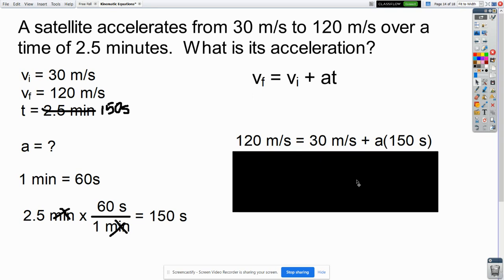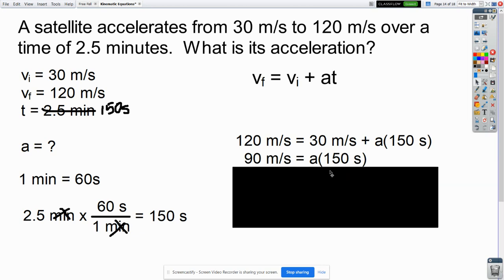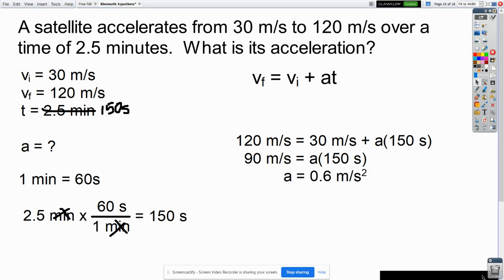Substitute. VF was 120 meters per second. VI was 30 meters per second. Plus A is our variable, and T is 150 seconds. I'm going to subtract 30 meters per second from both sides first. 90 meters per second equals A times 150. Then I'm going to divide both sides by 150 seconds. And when I do, I get 0.6. Meters per second divided by seconds would be meters per second squared.